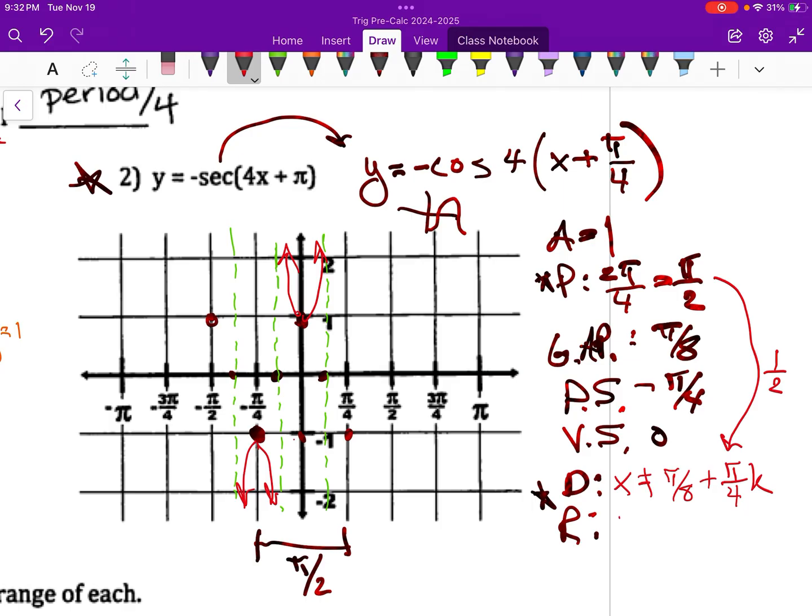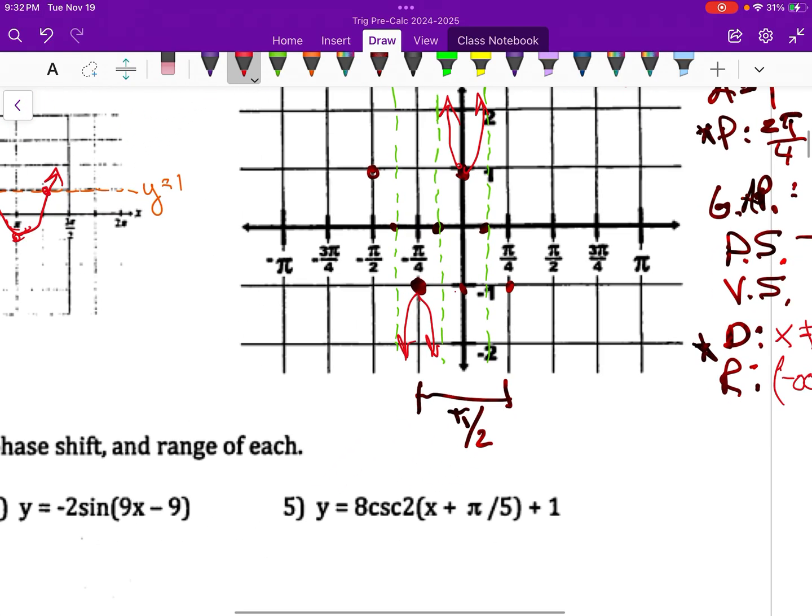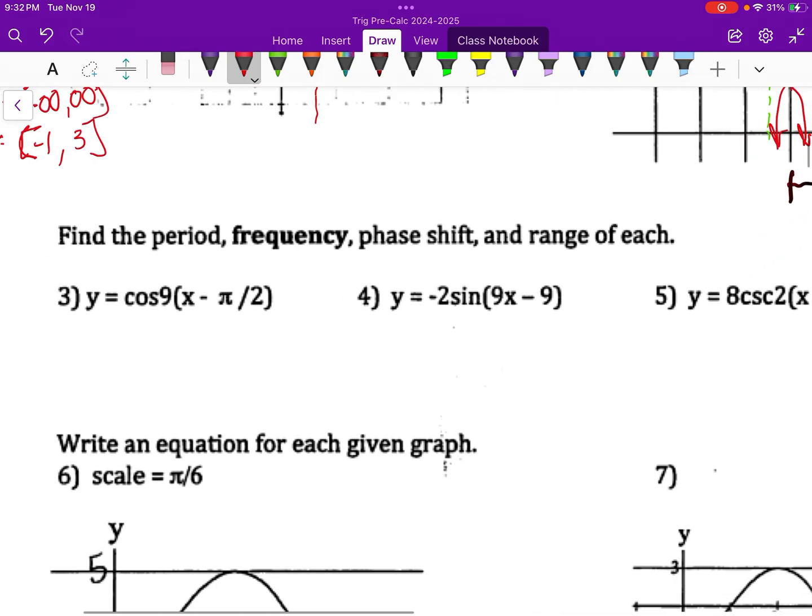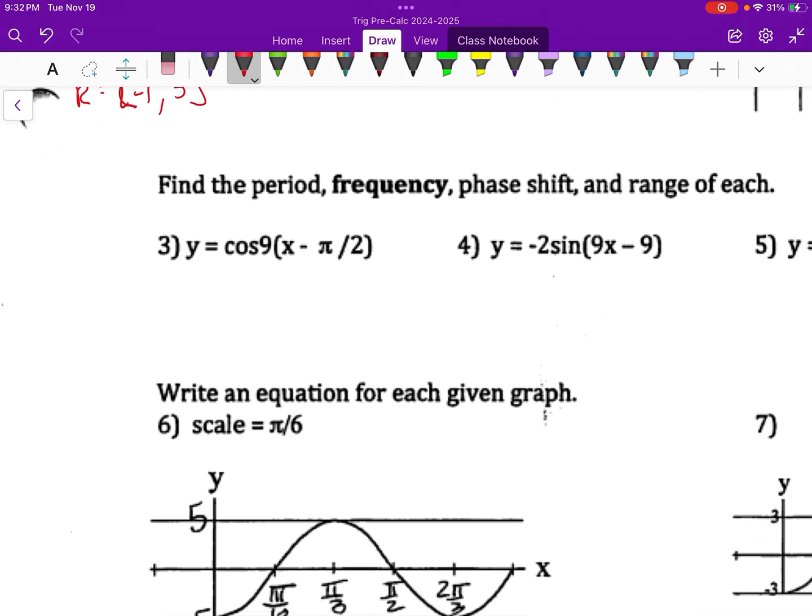The range would go from negative infinity all the way up to the lowest point of the first one, which is negative 1, unioned with 1 to infinity. Okay, watch these guys. They're really easy pieces to miss. So I definitely would be focused on secant and cosecant. That's the parts that I'd be thoughtful of.